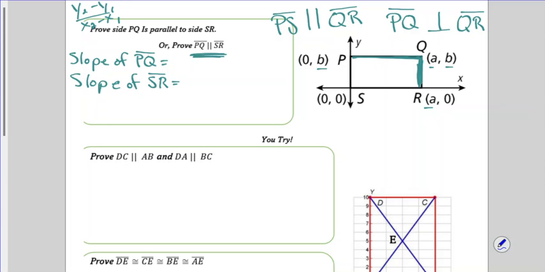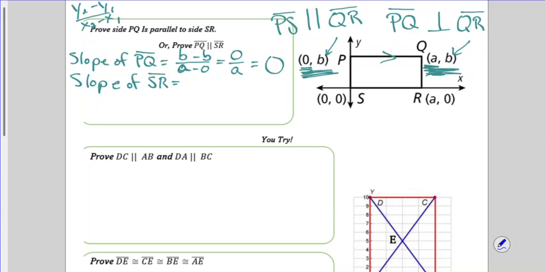I'm thinking about PQ first, so just dealing with P and Q, the slope from that point to that point. We're going to do y2 minus y1 over x2 minus x1. y2 minus y1, which is b minus b, over x2 minus x1, which is a minus 0. So b minus b on top, that's just 0. a minus 0 on the bottom, that's just a. 0 divided by anything is just 0. So the slope of that line is 0, which should make sense. That's just going flat straight across that graph.